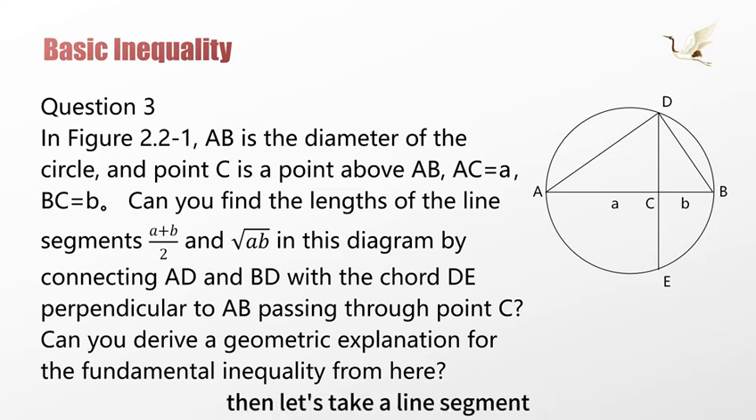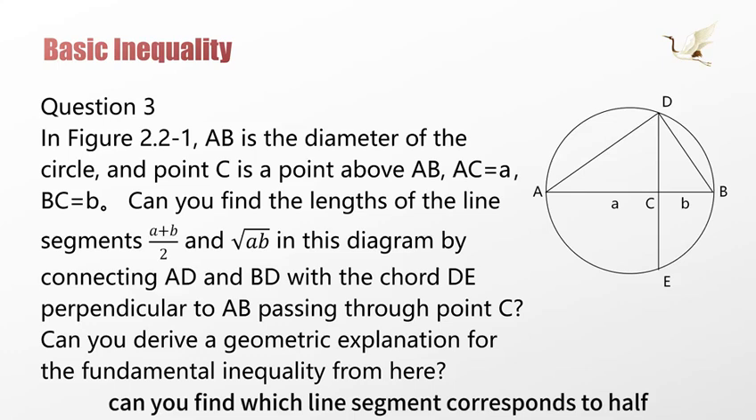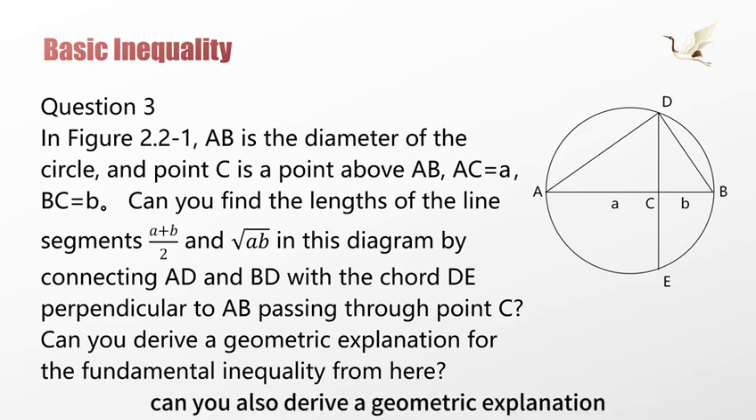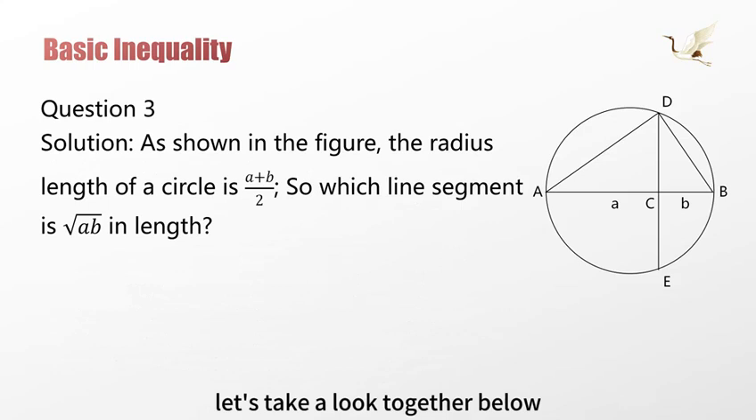Then, let's take a line segment CD perpendicular to AB and connect AC and BC. Can you find which line segment in this picture corresponds to half of a plus b and to the square root of ab? Can you also derive a geometric explanation for our basic inequality from this graph? Let's take a look together below.